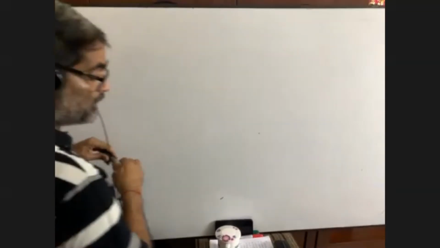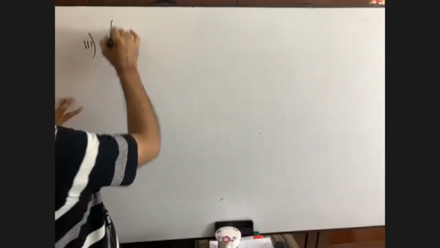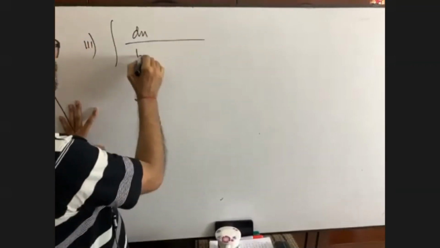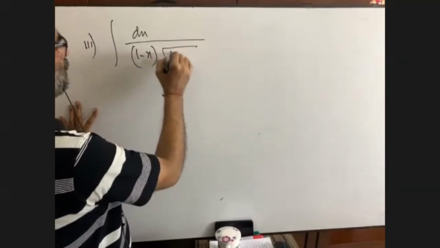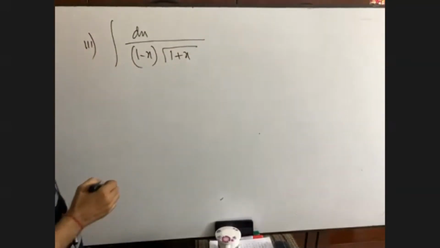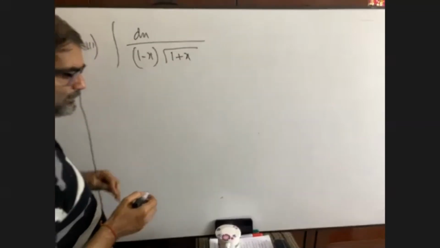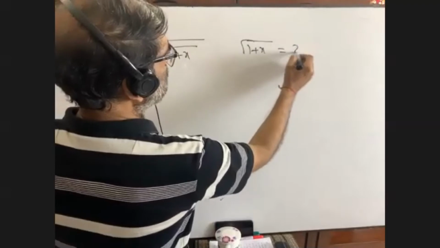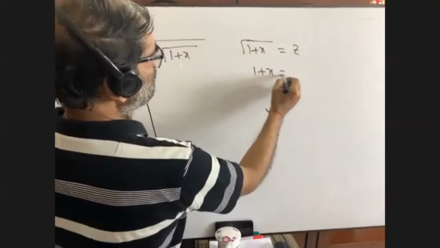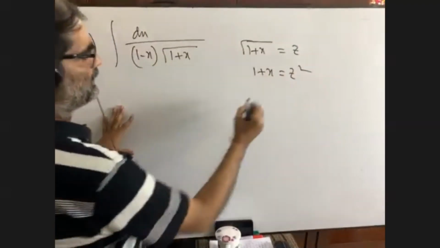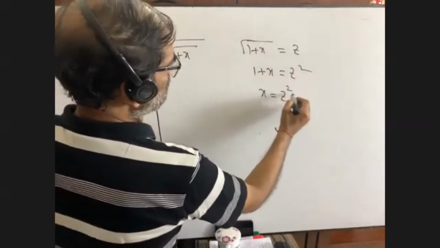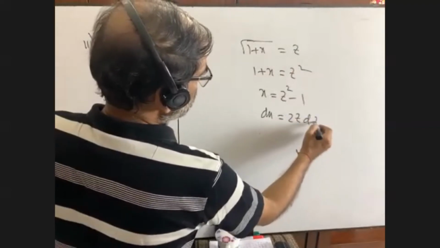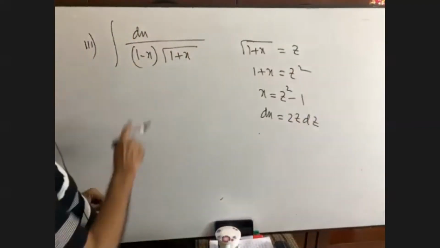You see, dx by 1 minus x root over 1 plus x. Okay, so what will you do? Root over 1 plus x equals z, 1 plus x equals z square, x equals z square minus 1, dx equals 2z dz. Here it is 1 minus x, here it is 1 minus x.